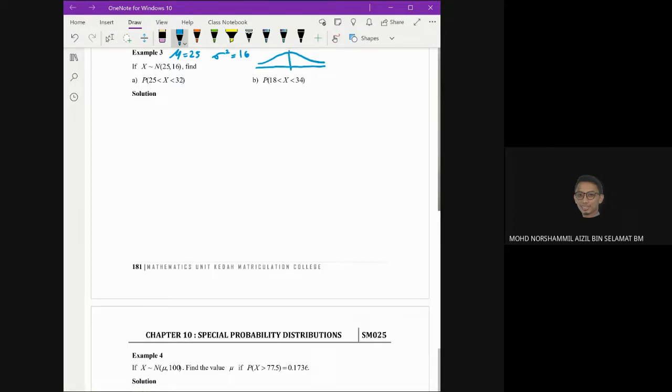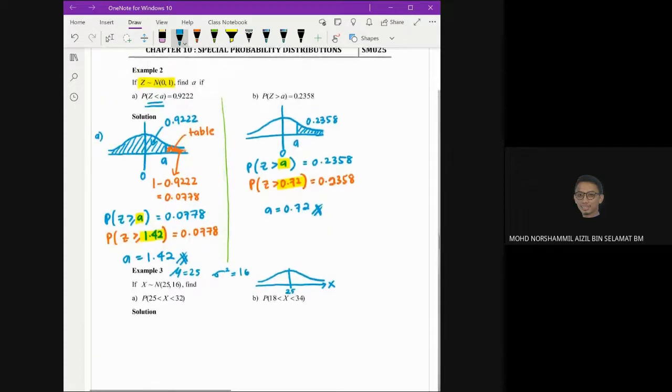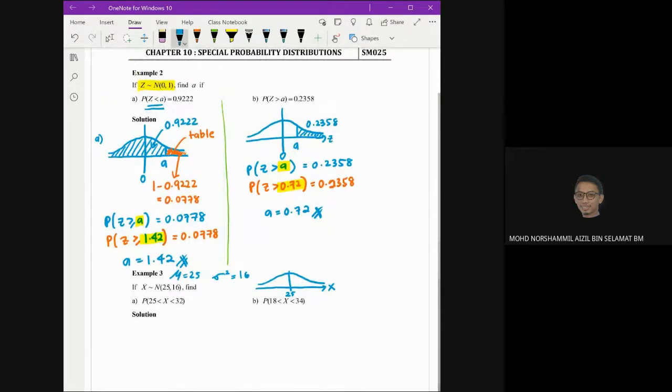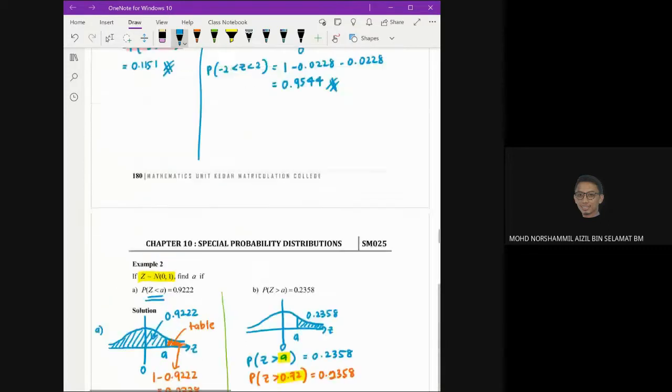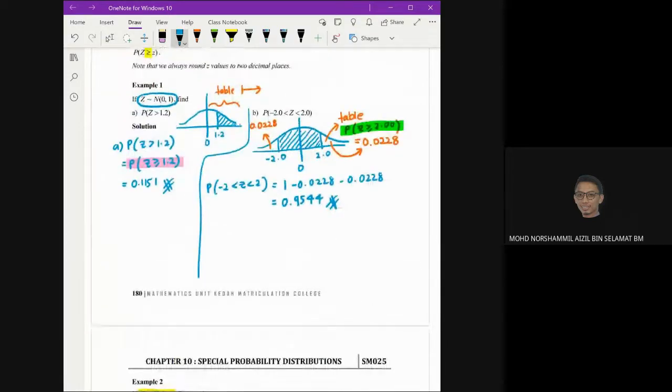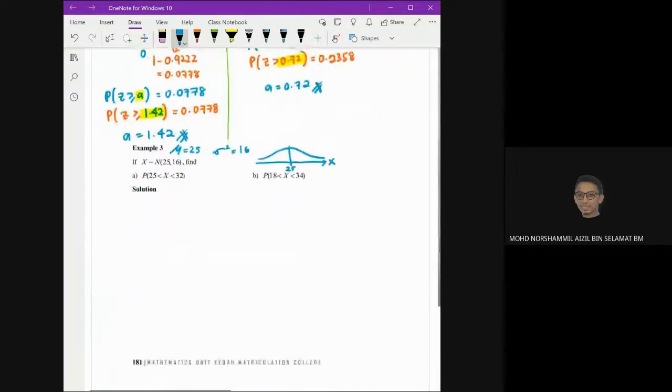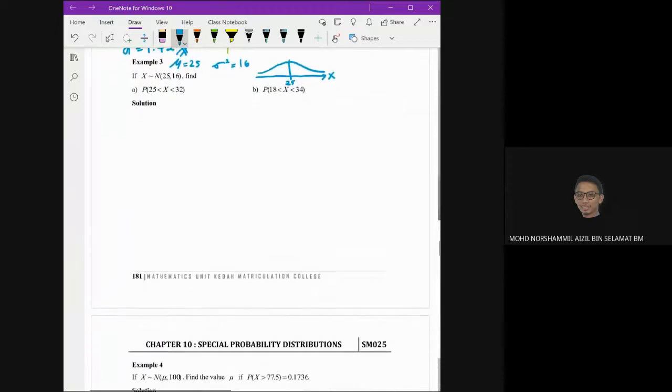Where in the middle is 25. So be alert guys, this is X bell shape, not Z bell shape. Z bell shape must have 0 in the middle. Like this Z bell shape just now, the middle is 0. You must understand that. Okay, so you have two types of bell shape, for Z and for X.